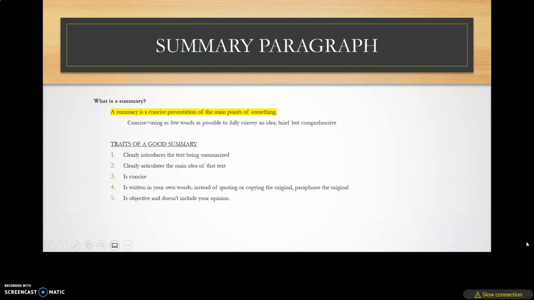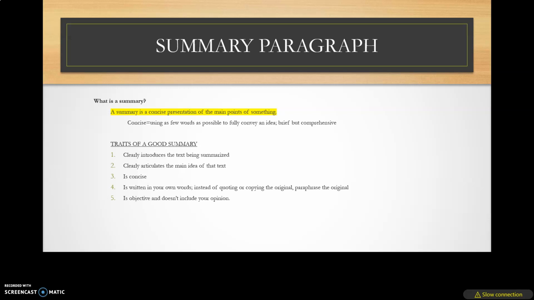So, now that we know summaries are important, how do we do it? How do we make them ourselves? Well, let me just remind us what a summary is. A summary is a concise presentation of the main points of something. What does concise mean? Concise means using as few words as possible to fully convey an idea. It means that you're being brief, but comprehensive.